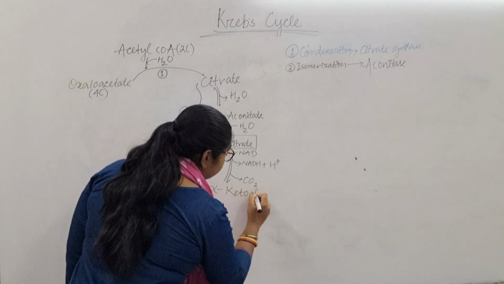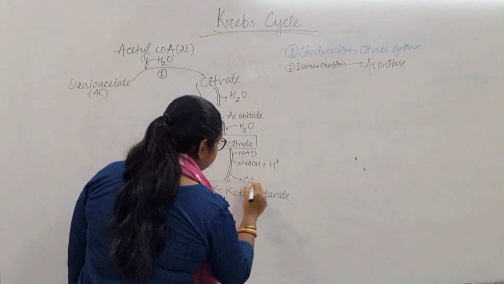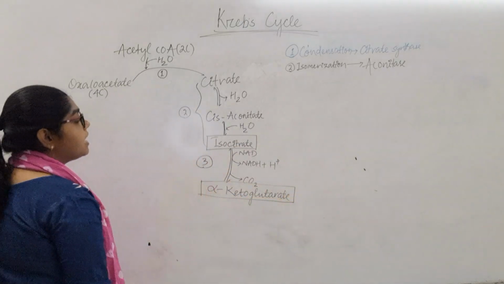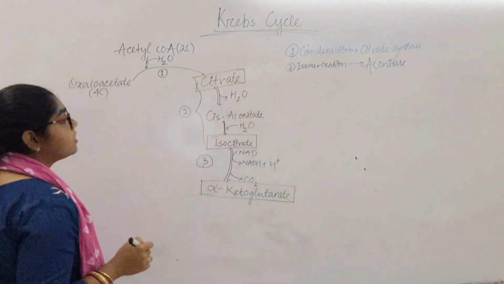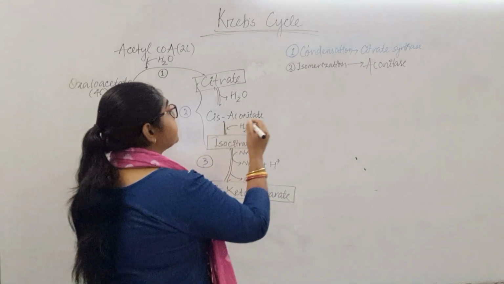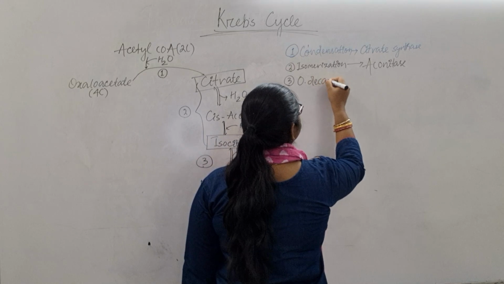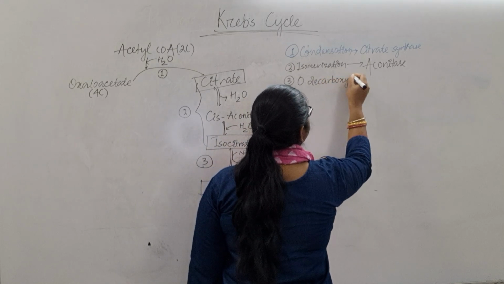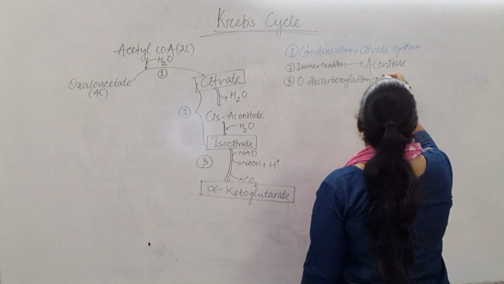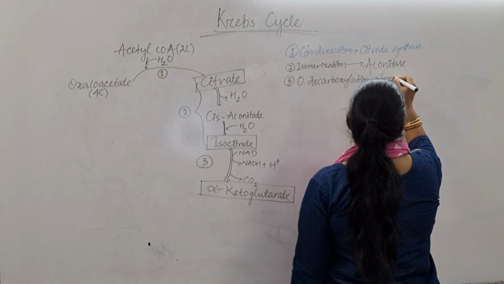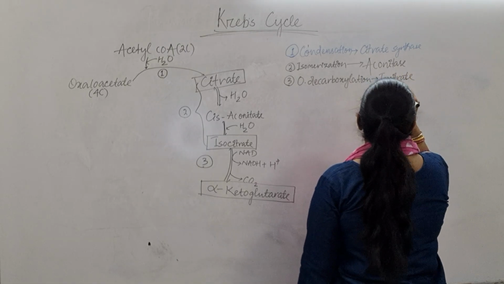alpha-ketoglutarate. In the third step, it is producing alpha-ketoglutarate. So these are the products at each step. And the enzyme which is responsible for this oxidative decarboxylation process is known as isocitrate dehydrogenase.